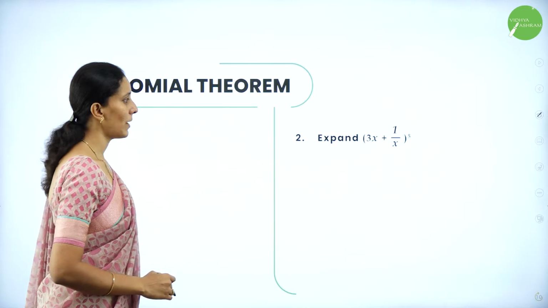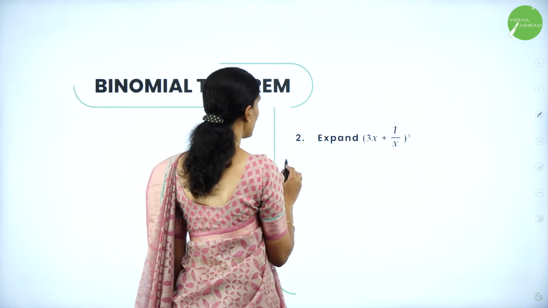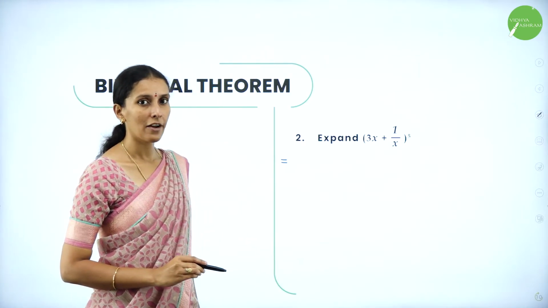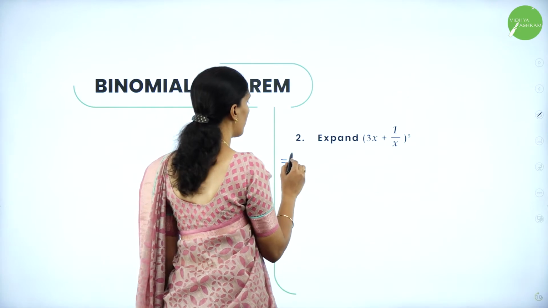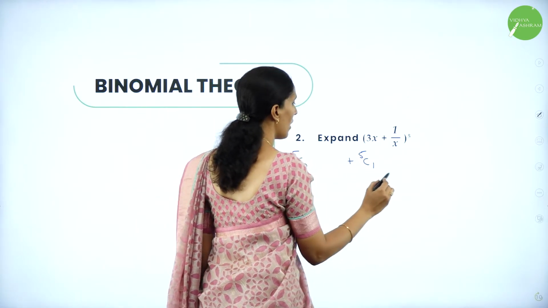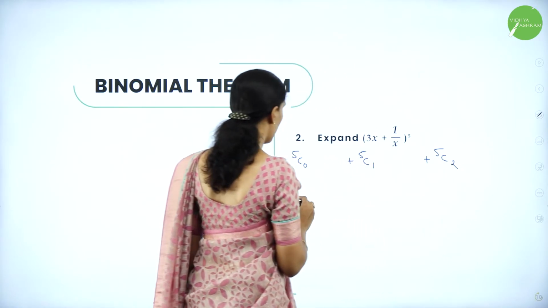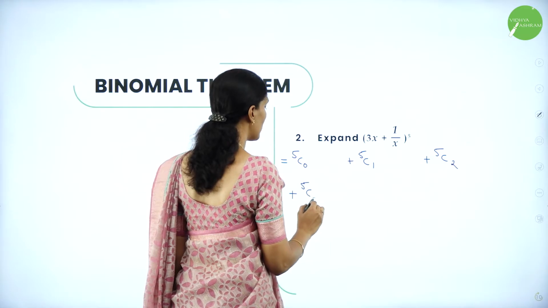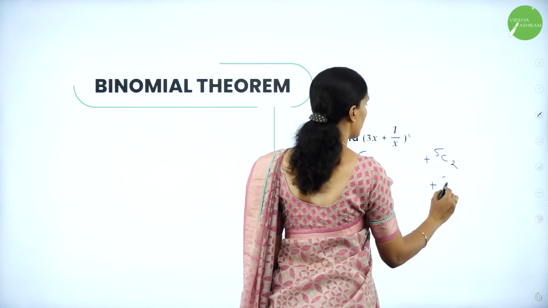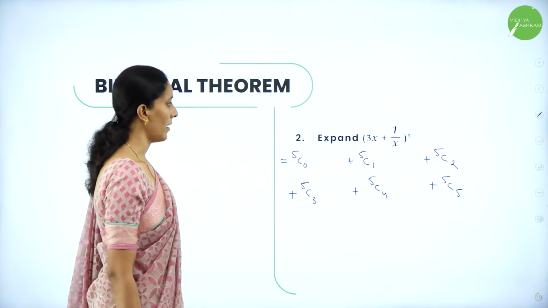Expand (3x + 1/x) whole power 5. So just first write the coefficients in the combination nCr form. So that is 5C0 plus 5C1 plus 5C2 plus 5C3 plus 5C4 plus 5C5. The last term ends with nCn.